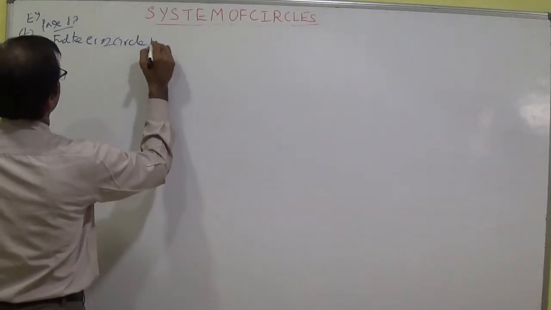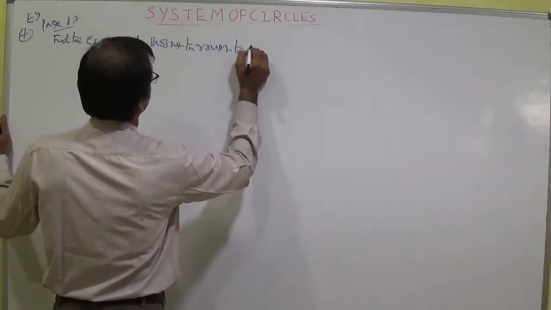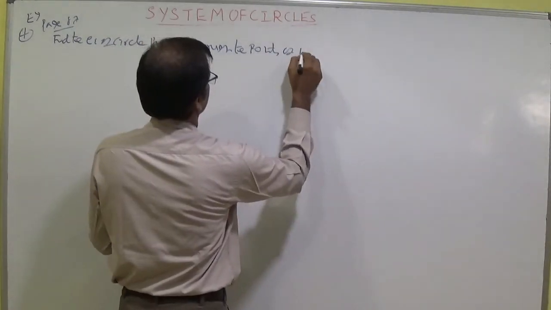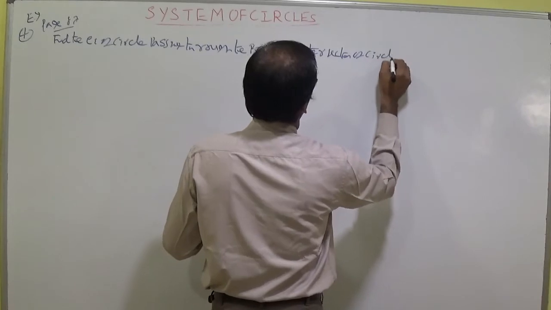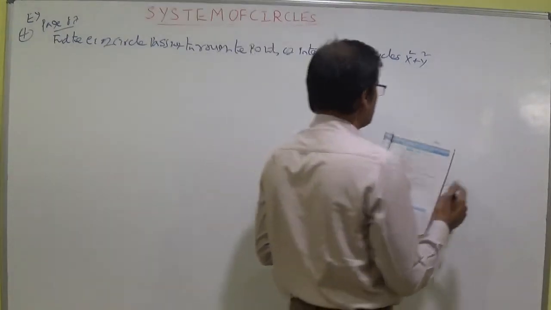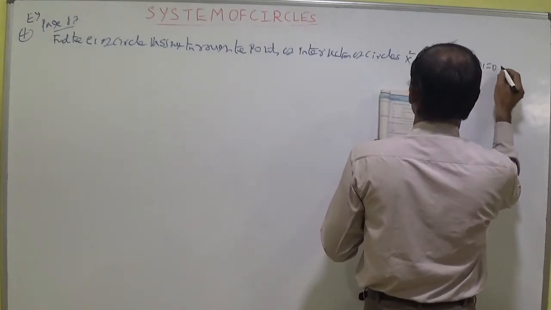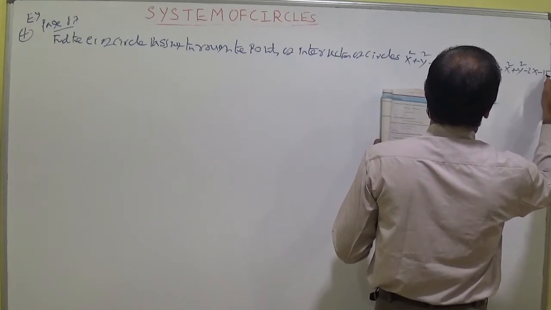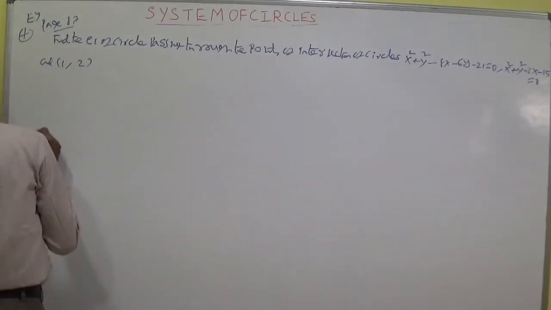Find the equation of circle passing through the points of intersection of circles x square plus y square minus 8x minus 6y plus 21 equal to 0, x square plus y square minus 2x minus 15 equal to 0, and the point 1 comma 2.